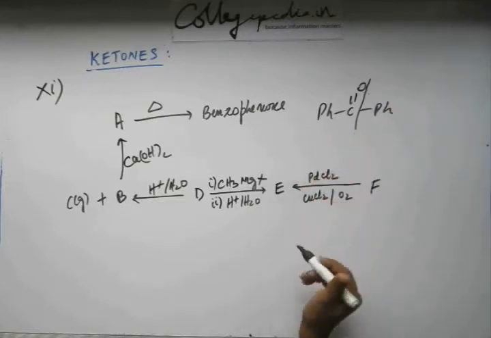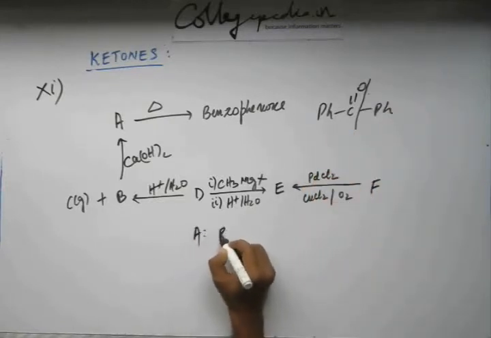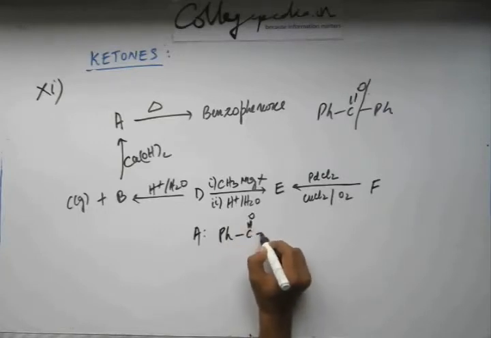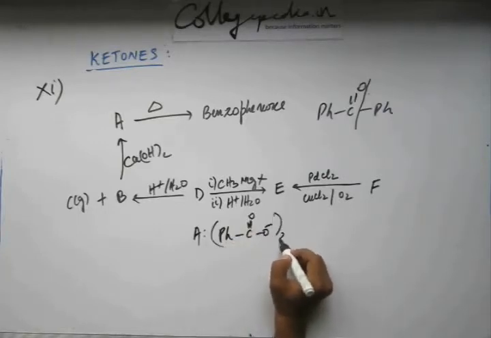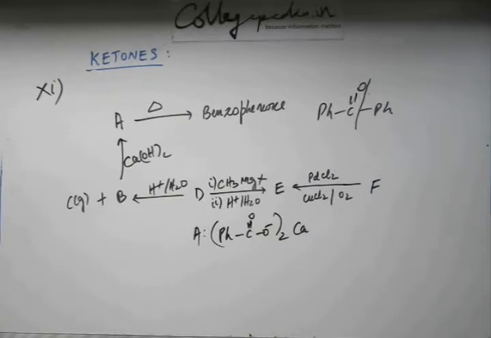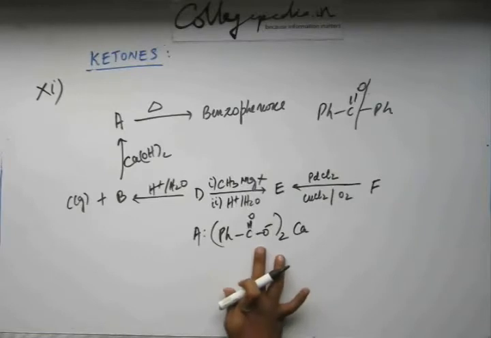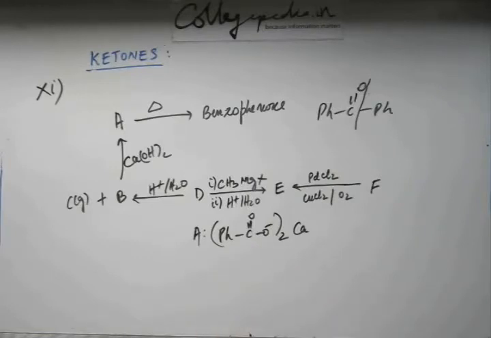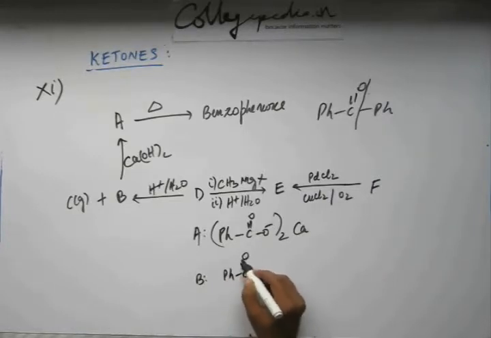So the salt, or A, must be this: calcium benzoate. This part is coming from benzoic acid. So the salt would be calcium benzoate. And B must be benzoic acid, because on reaction with calcium hydroxide, it's giving calcium benzoate. So B is benzoic acid. Right? You're getting B from D.